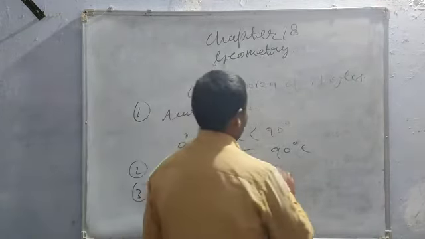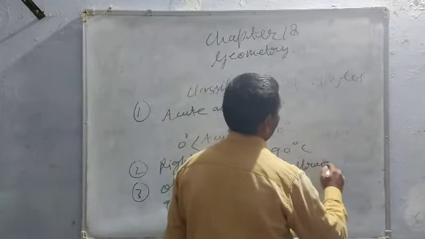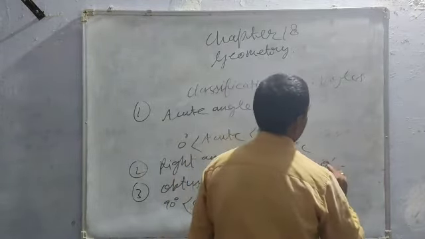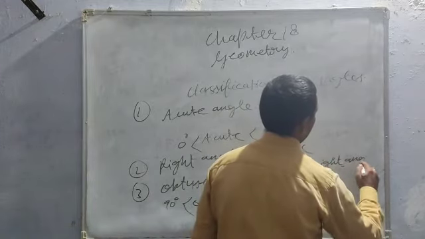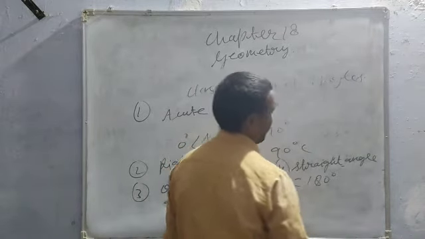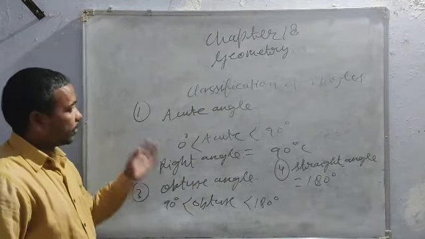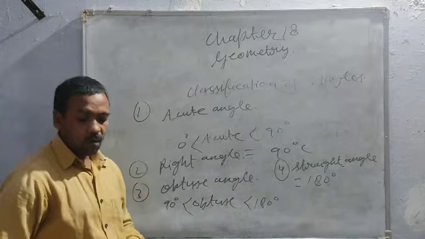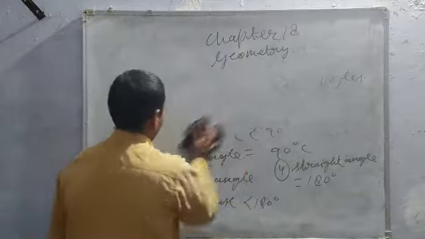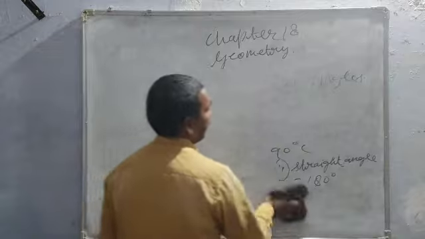And one more angle in your syllabus, straight angle. It is exactly 180 degrees. It is given with an example in your book. You can read your book and solve the exercise. After that, one more topic is given: intersecting lines, perpendicular lines, and parallel lines.